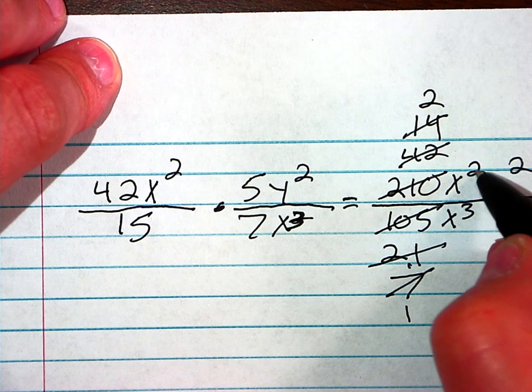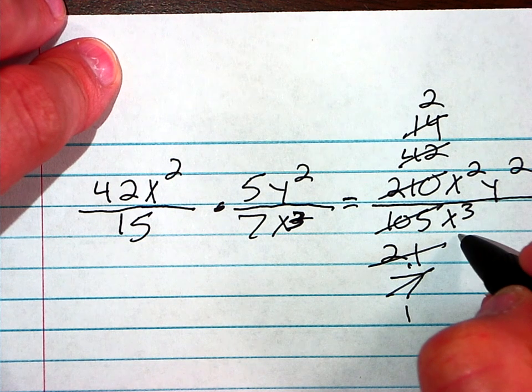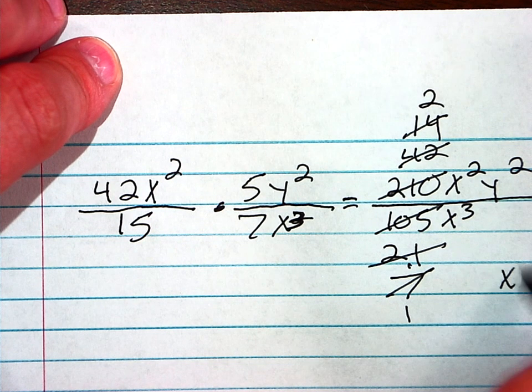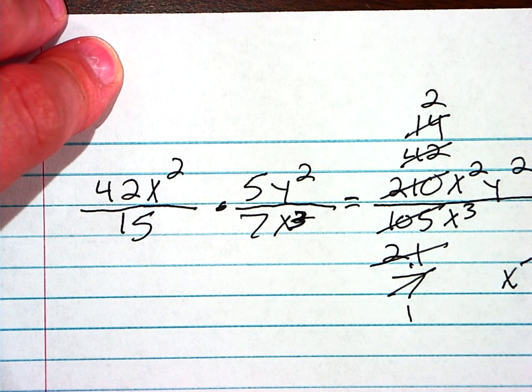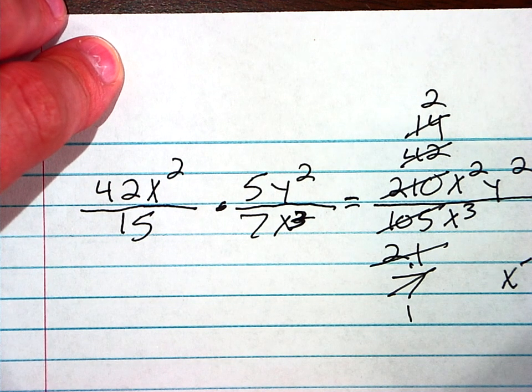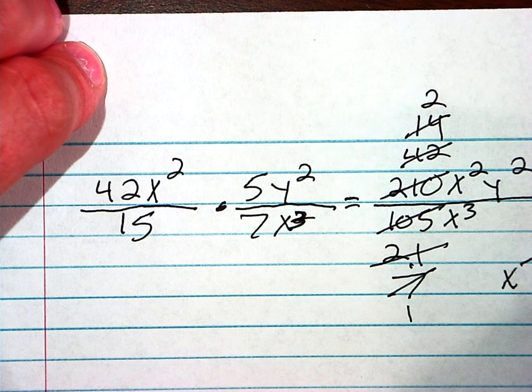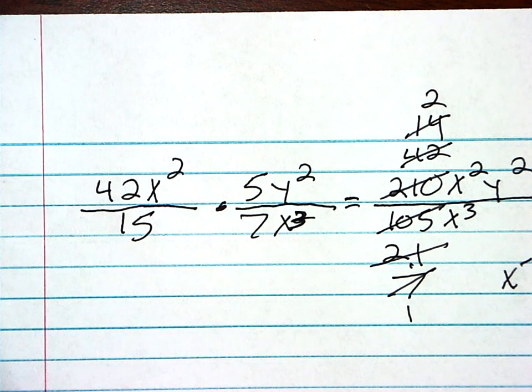We have x squared divided by x cubed. When you divide, you subtract. 2 minus 3 is negative 1. We're not allowed negative exponents, so to get rid of it, we put it on the bottom of our fraction. And then, what is left with the y's? There you go.